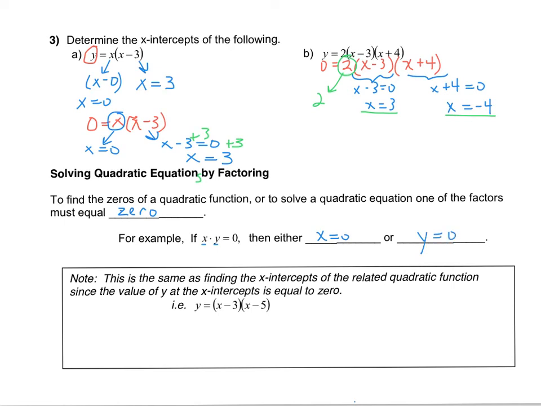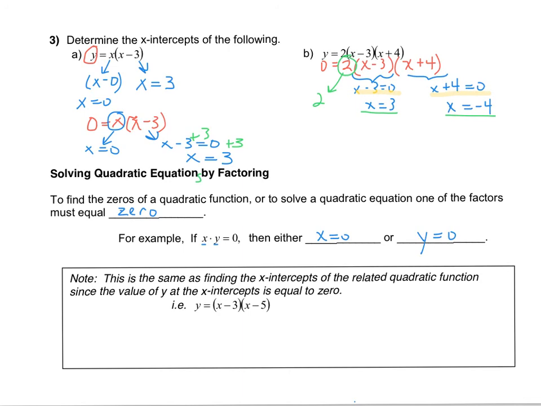I'm going to move back up to the top, example B above. If I look at example B above, this is like that piece of x, so either my x minus 3 equals 0, or x plus 4 equals 0. That's like the y piece. So it's the same as finding the x-intercepts of the related quadratic function, since the value of y at the x-intercepts is 0. So that's what we were just doing above.